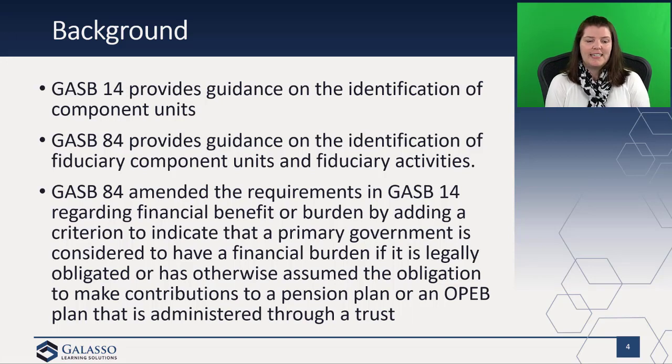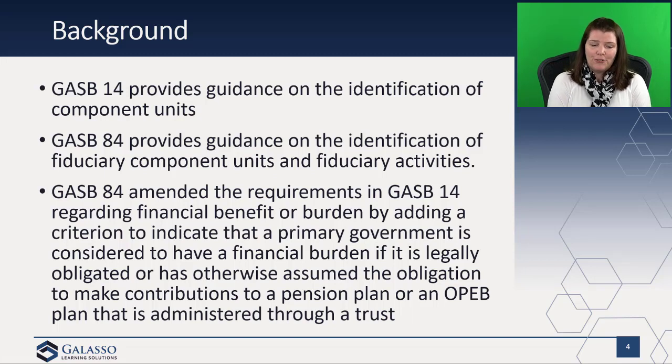First off, GASB 14 provides guidance on the identification of component units, right? So going all the way back, how do we know what is a component unit, the definition, and we go through the accountability concepts and things of that nature. GASB 84 provides guidance on the identification of fiduciary component units and fiduciary activities. If you think about it, there is the path where you meet the definition of a component unit, and then the path that you don't, where you have to look and evaluate control in that flow chart.